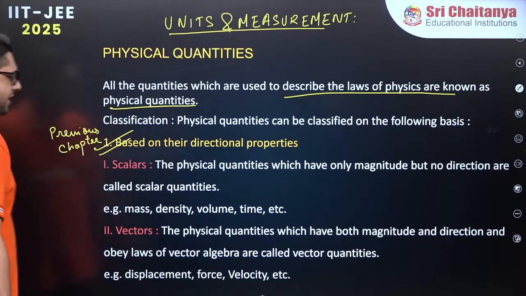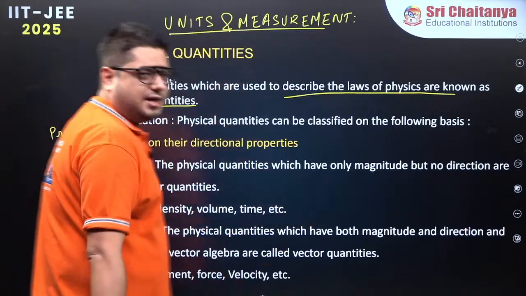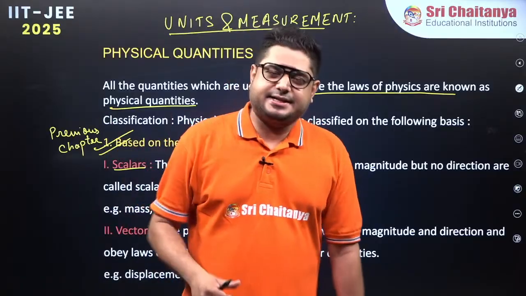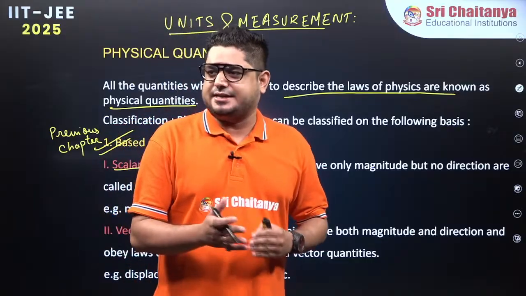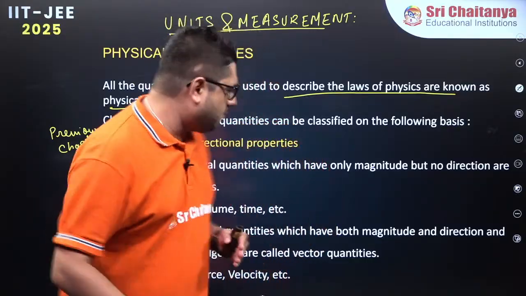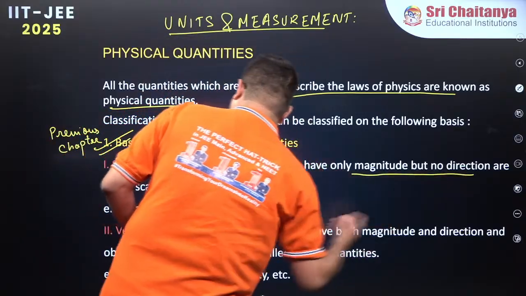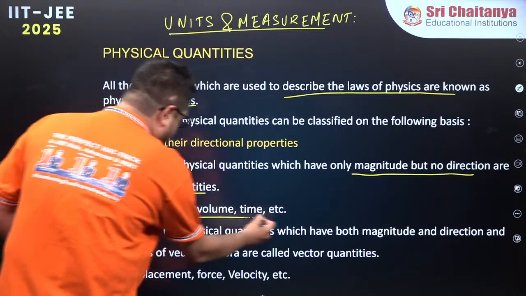On the other hand, you can say scalars. You already know scalars, everyone. Those who know scalars, they can give a thumbs up. Those who know vectors, they can give a thumbs up, because we ended our discussion yesterday on both vectors and scalars. The physical quantities which have only magnitude but no direction are known as scalar quantities. Example: mass, density, volume, time, etc., which we have already discussed.